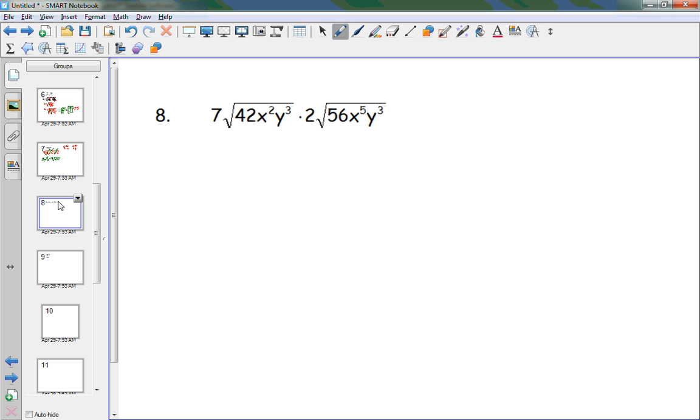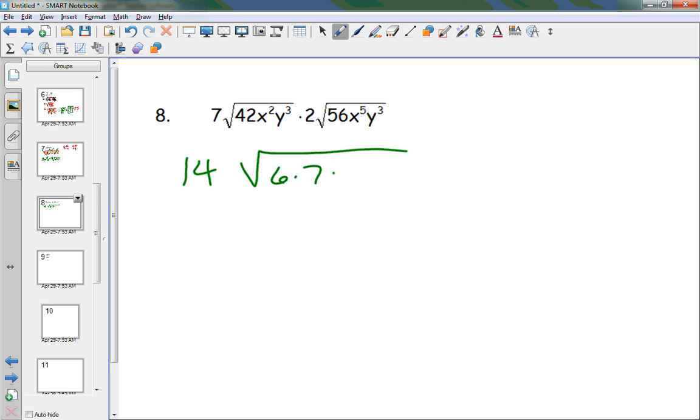Why should I marry them? Because their indexes are the same. So I'm going to marry the junk on the outside, and I'm going to marry the junk on the inside. So what's 7 times 2? 14. So I have 14 times the square root of. Can you tell me 2 numbers multiplied together to be 42? Because I don't want to get a really big number. So I'm going to use my brain and break down 42. 6 and 7 sounds great to me.